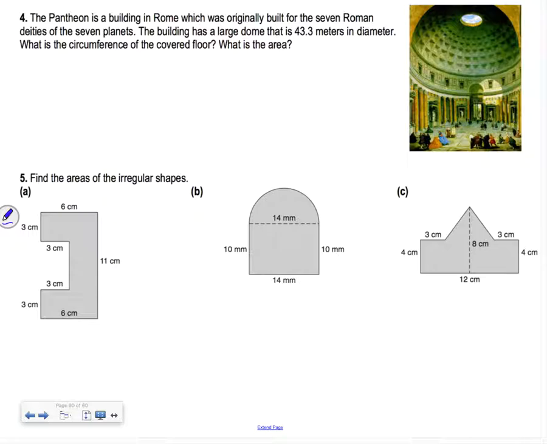Okay, so number 4. So the Pantheon is a building in Rome, which was originally built for the 7 Roman deities of the 7 planets. The building has a large dome that is 43.3 meters in diameter. So this is kind of an ancient painting here. So if you look at this painting, it shows the Pantheon. So what is the circumference of the covered floor? What is the area? So we have this big dome on top, and that dome is 43.3 meters in diameter.